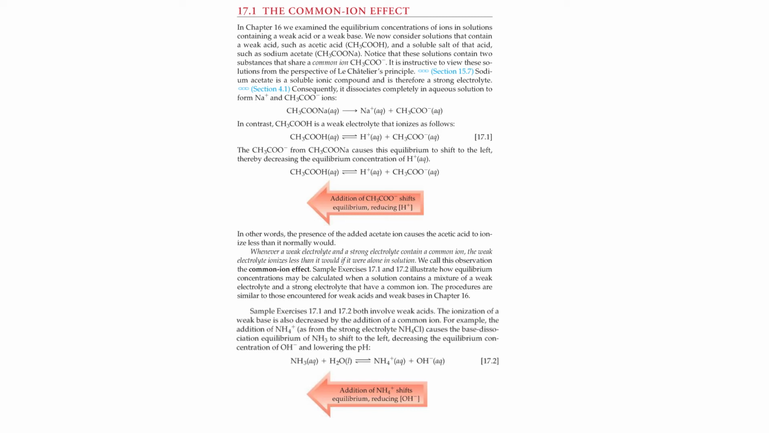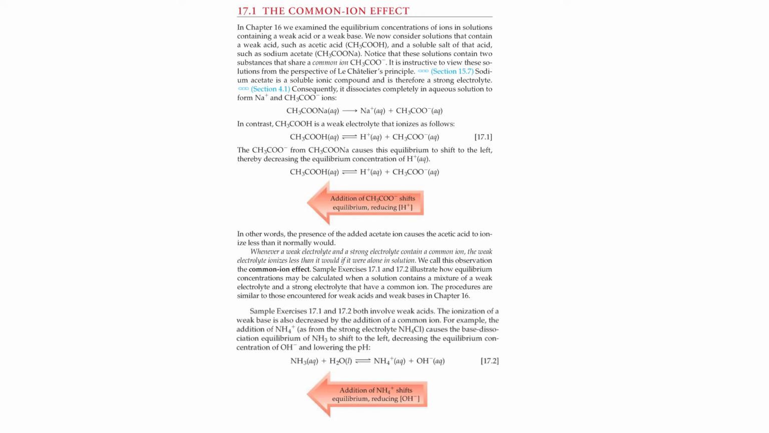Sample exercises 17.1 and 17.2 illustrate how the equilibrium concentrations may be calculated when a solution contains a mixture of a weak electrolyte and a strong electrolyte that have a common ion. The procedures are similar to those encountered for weak acids and weak bases in Chapter 16. Sample exercises 17.1 and 17.2 also both involve weak acids.